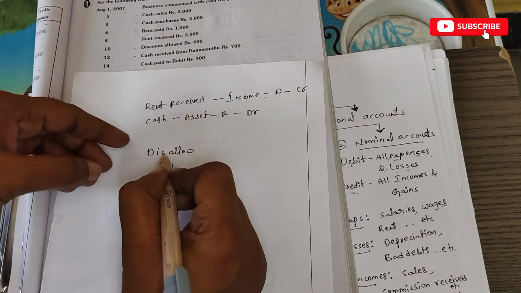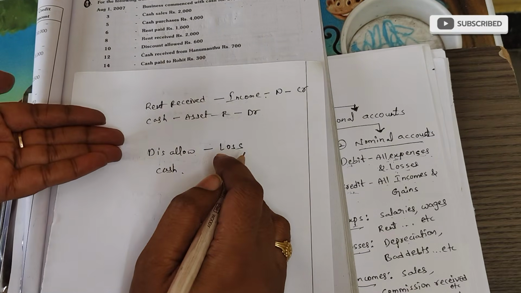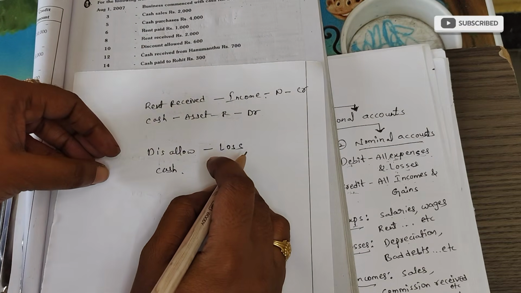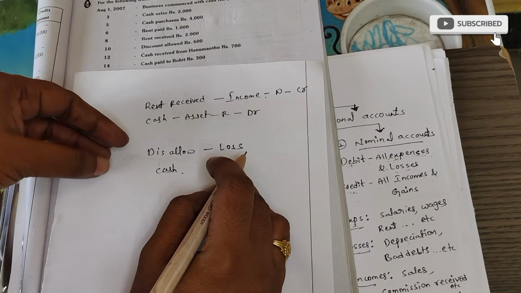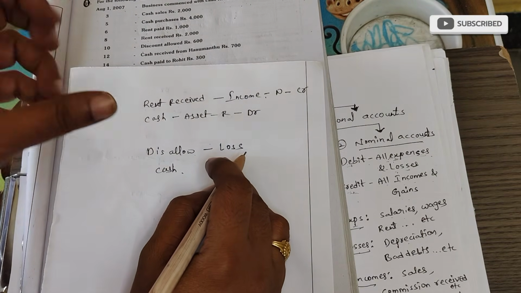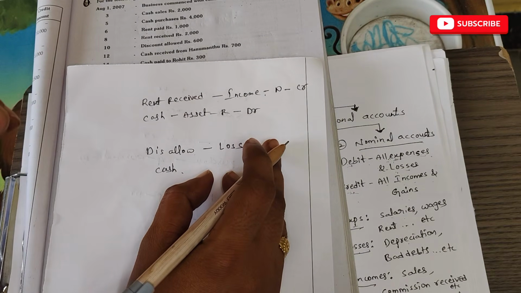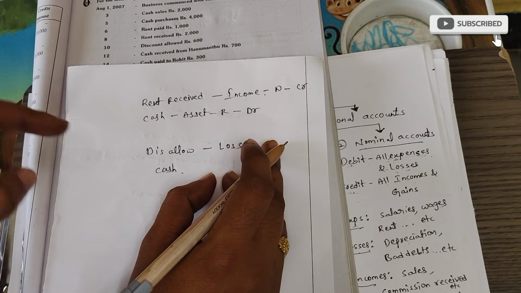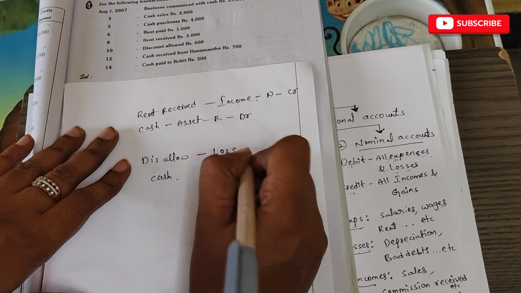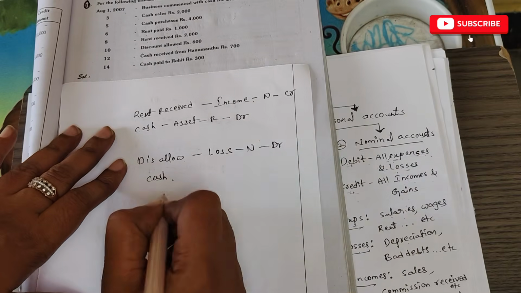Okay. So here discount allowed is a loss. Business point of view, business has given discount to customer. So it is a loss. For example, customer has to pay 10,000 rupees, but business gave 10% discount. So customer will pay 9,000. So 1,000 is a loss for the business. So if it is a discount allowed, that is the loss of the business. And loss will come under nominal account because all expenses losses debit. So it is debit.